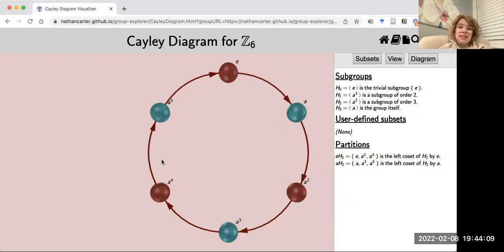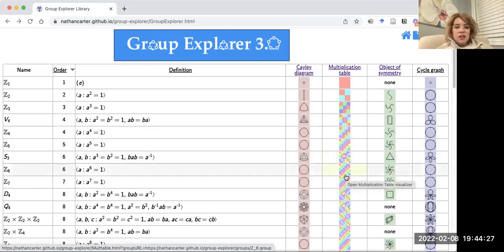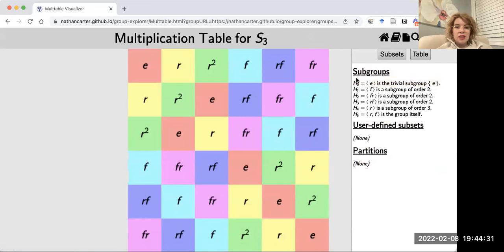It can't be a subgroup because it doesn't include the identity, but it has a special relationship to that original subgroup. It's everything in the original subgroup multiplied by A. And then before we leave Group Explorer, I also want to point out that we can do a similar thing in Cayley tables. Maybe I'll go back to S3 and look at the Cayley table.